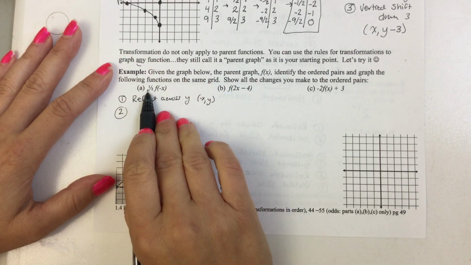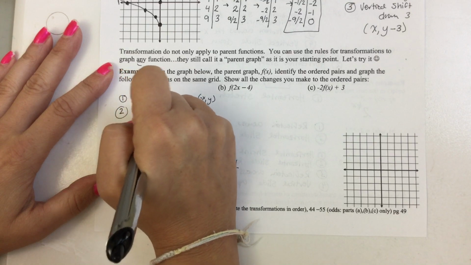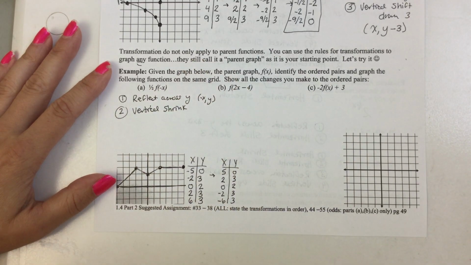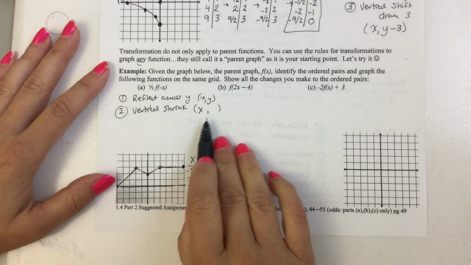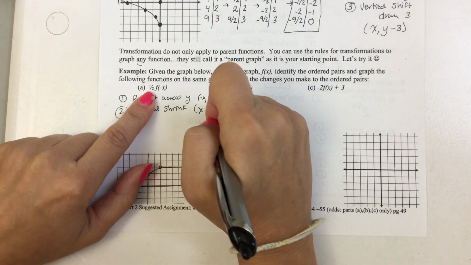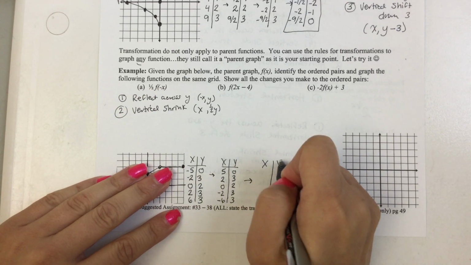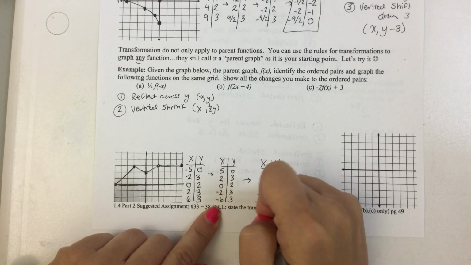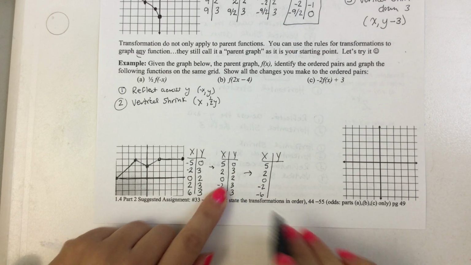Now I have a 1/2 being multiplied out front. If it's out front, it's vertical. 1/2 is less than 1, so it's a vertical shrink. Because it's vertical, we are changing the y. For stretches and compressions, you multiply by whatever the factor is. The factor is 1/2. So this time, I keep the x's the same: 5, 2, 0, negative 2, negative 6. Now you take all of the y's and I have to multiply them by 1/2.